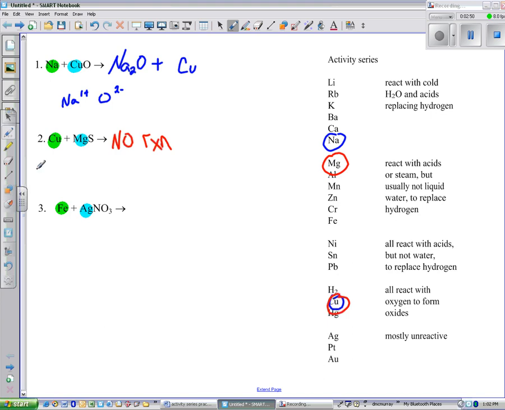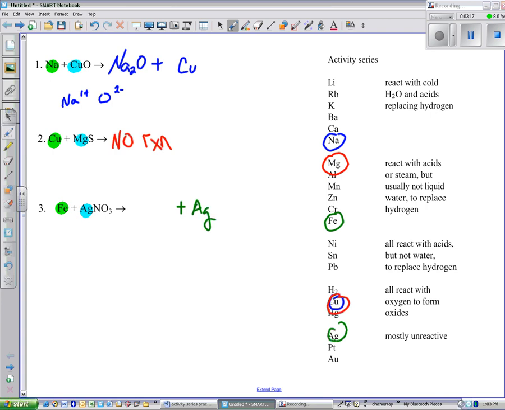Let's look at the third of which. And we find iron on the activity series, and we find silver on the activity series. So, all right, iron is higher than silver. So we do have a reaction. And so we're going to put iron with the nitrate, and the silver is going to be by itself. And so I'm going to end up saying something plus Ag by itself.